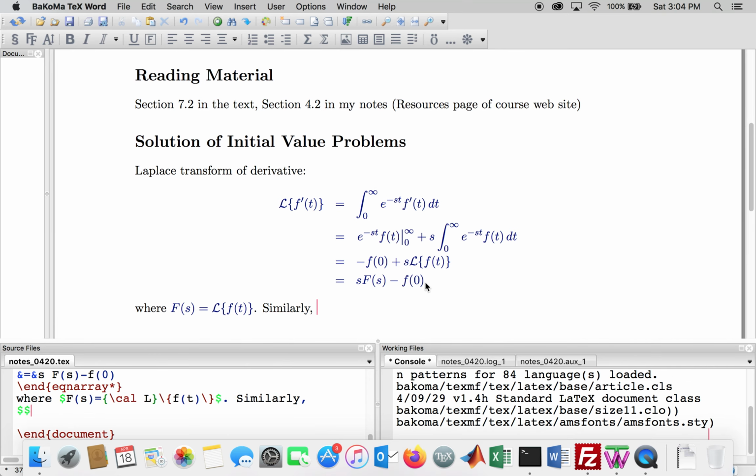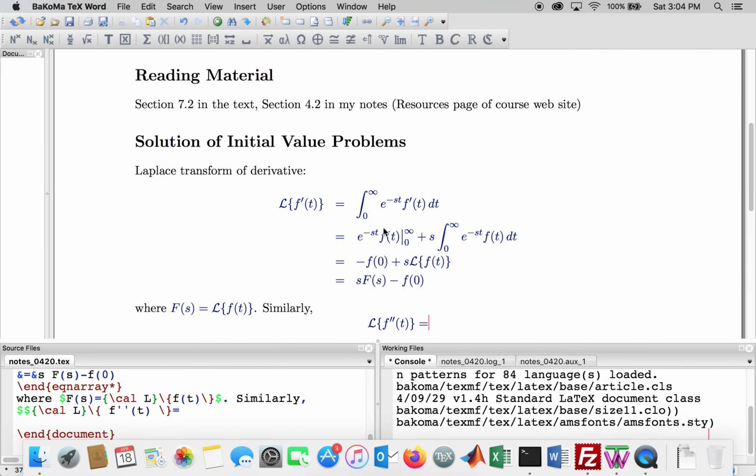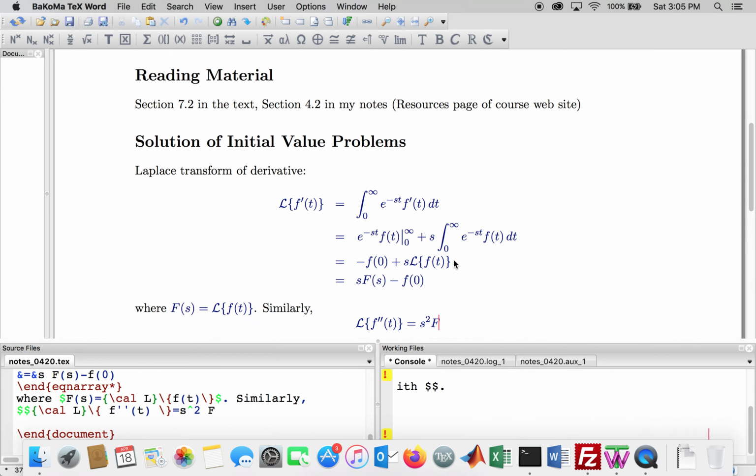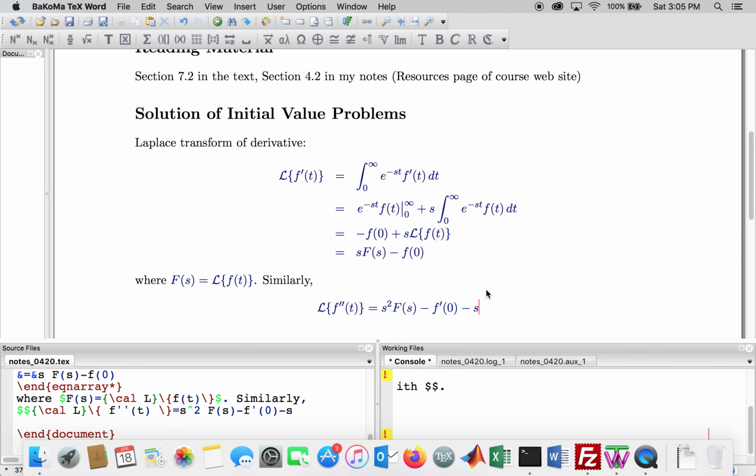Now, I won't derive it here, but we have a similar rule for the Laplace transform of a second derivative. If I take a Laplace transform of f double prime using the definition, I would still go through this process. I would just have to carry out integration by parts twice. So I would get s squared F of s, which is predictable because it's a second derivative. And then I subtract off f prime of 0, and then I subtract off s f of 0.